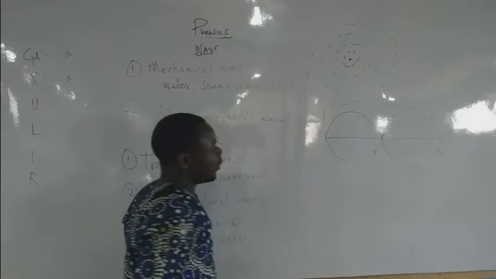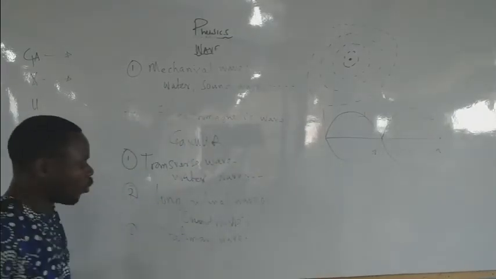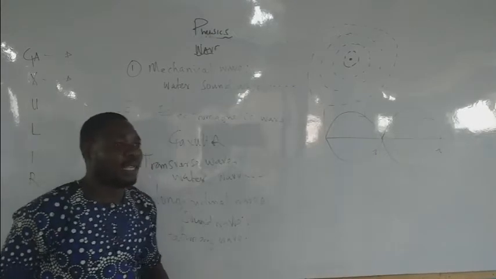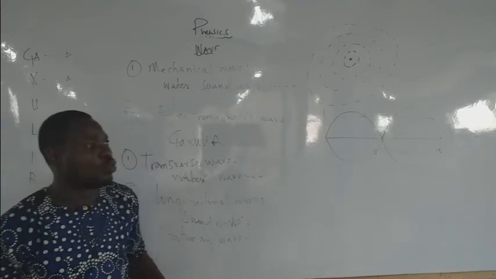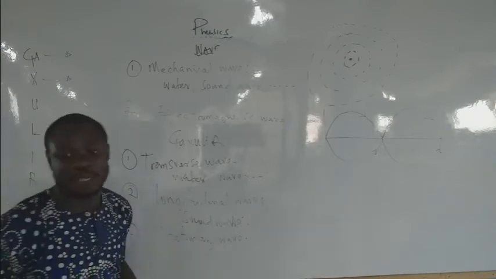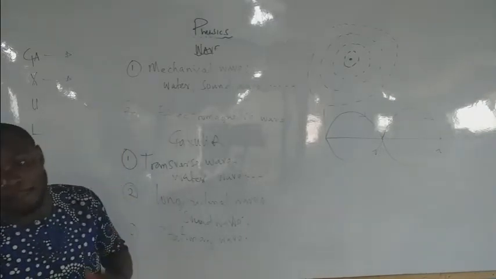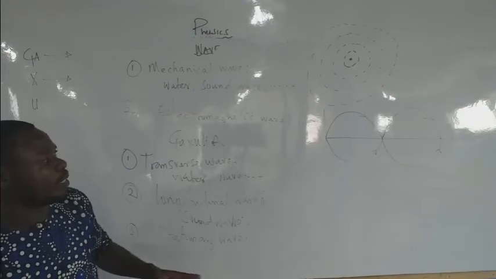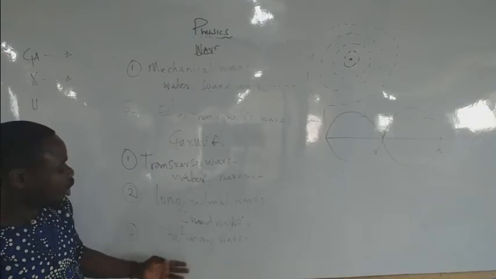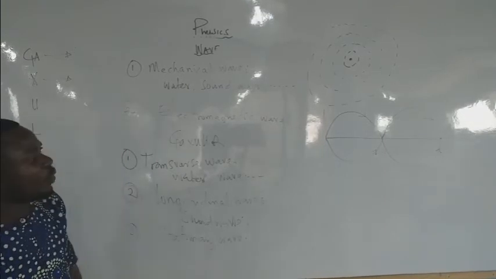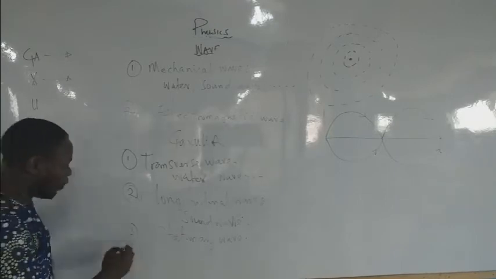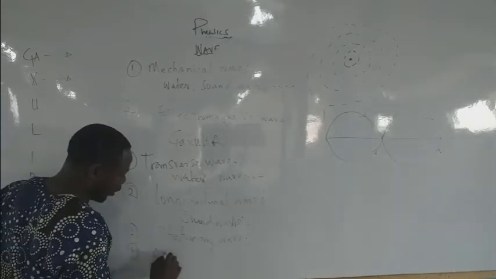So before we have stationary wave, there are conditions for it to occur. Number one, there must be a medium. Number two, the waves traveling must have equal amplitude and frequency. These are the two conditions that will satisfy stationary wave. Another name for stationary wave is standing wave.